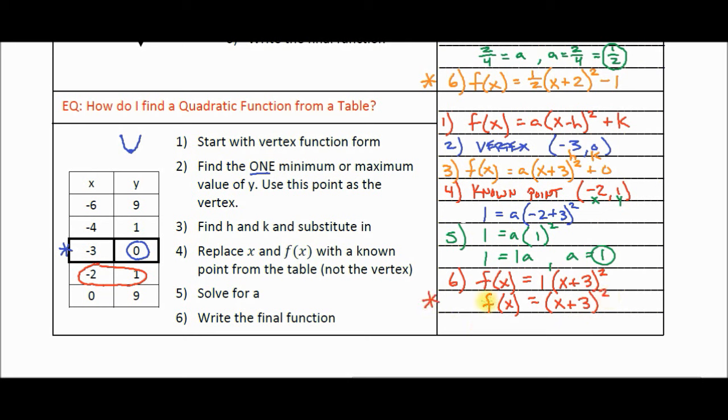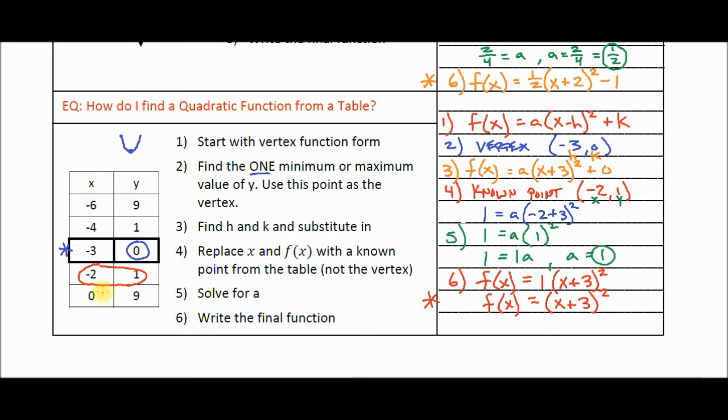Again, class, if I were to take that function, put a whole bunch of x values in it and find all the y values, I would end up with this exact same table. And if you want to check that out, just plug a few things in. For instance, put in negative 4 for the x value: negative 4 plus 3 is negative 1, negative 1 squared is positive 1, out came a y value of 1. So we could test every one of these points now to see if they work.